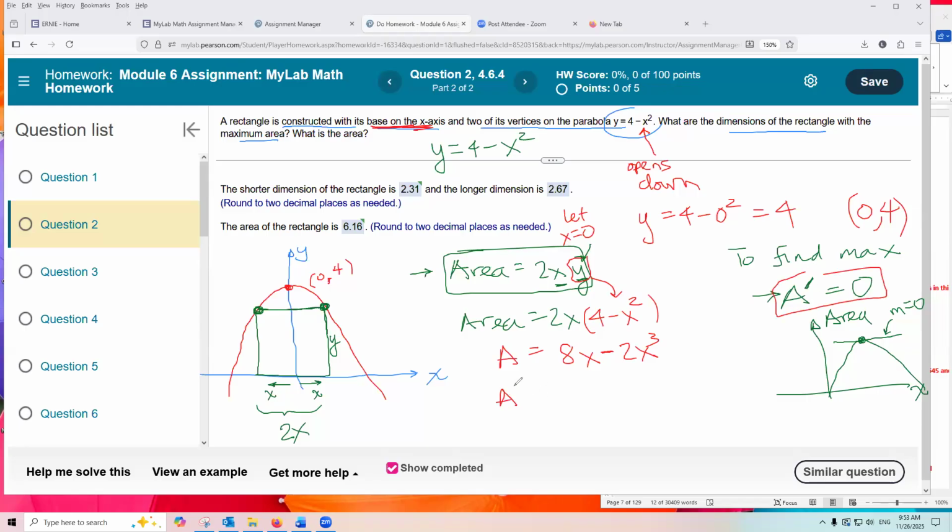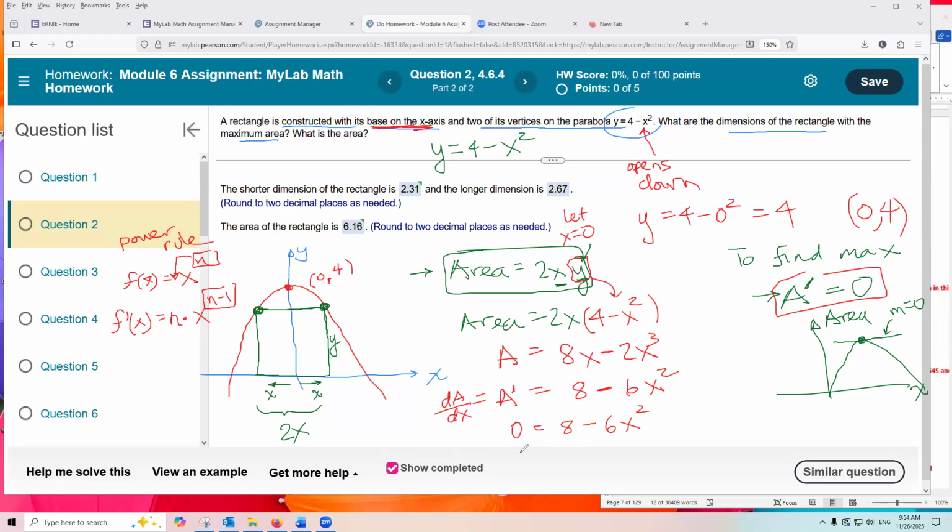But we want to take the derivative and set it equal to 0. So let's take the derivative. I'll just call it A prime. I could call it dA/dx. Well, this is going to be 8 minus 6x squared. By the way, I'm using the power rule for derivatives. It says if you have a function which is x to an exponent, x to the n, its derivative is n times x to the n minus 1. So you take this exponent n, bring it down in front as a multiplier, and the new exponent is 1 less than what you started with. All right, we want to set this equal to 0.